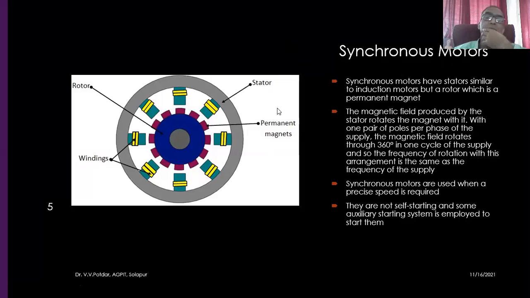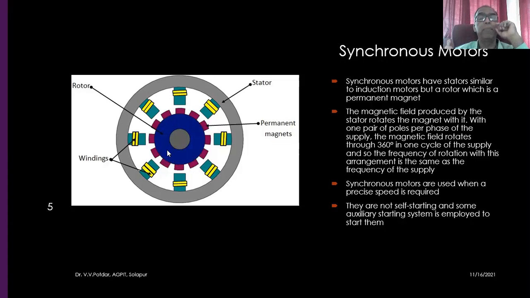The synchronous motor. Now, the synchronous motors have stators similar to induction motors. Stator same आहे. Rotor काय होता induction motor मध्ये? Short circuited किंवा squirrel cage rotors. फक्त conductors होते. Whereas in synchronous motors, they have the stator similar to induction motor, but a rotor which is a permanent magnet. A rotor जो आहे, it will have permanent magnet. Induction motor मध्ये काय होता? Conductors होते, right? इथे synchronous motor मध्ये these are permanent magnets.